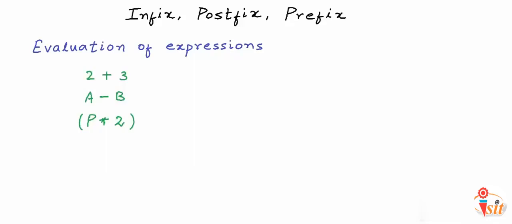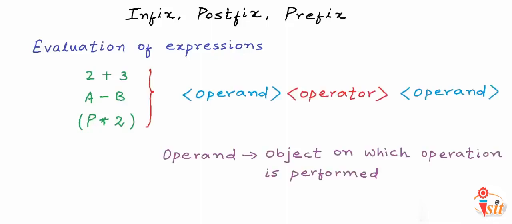All these expressions that I have written here have a common structure. We have an operator in between two operands. Operand by definition is an object or value on which operation is performed. In this expression 2 plus 3, 2 and 3 are operands and plus is operator.